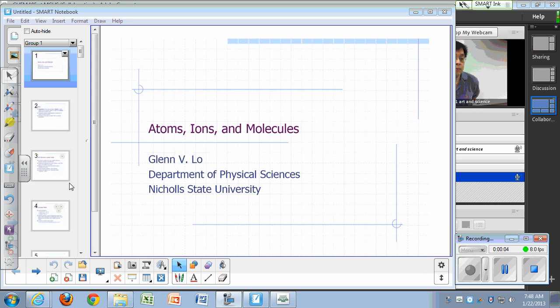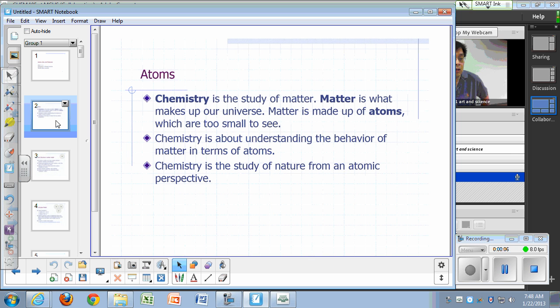Okay, so atoms, ions, and molecules. Chemistry is the study of matter, and matter is what makes up our universe. The main idea in chemistry is we want to understand the behavior of matter. The way we do that is we use the most fundamental assumption that it's made out of these little things that we call atoms, too small for us to see.